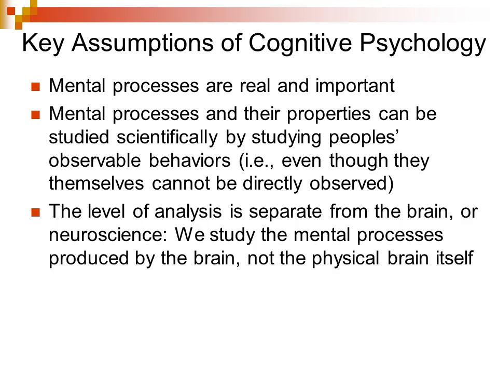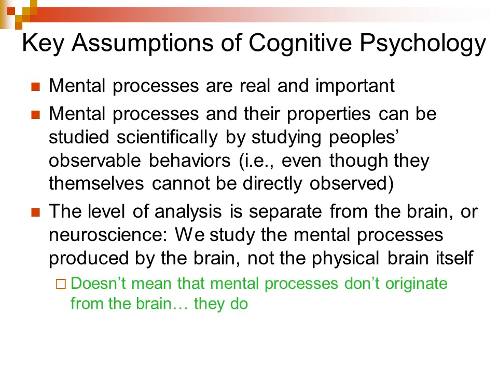The last key assumption of cognitive psychology is that the level of analysis is separate from the brain or neuroscience. That is, cognitive psychologists study the mental processes produced by the brain, not the physical brain itself. So yes, neuroscience has definitely played a role in cognitive science, particularly more recently as their techniques have become more advanced. The point I want to make here, though, is that cognitive psychology and neuroscience are different because we study different things.